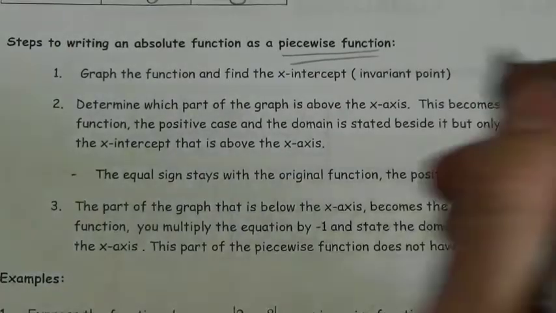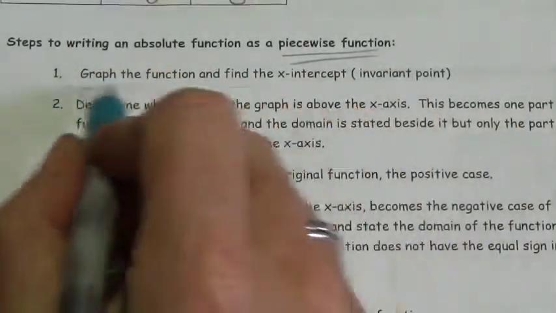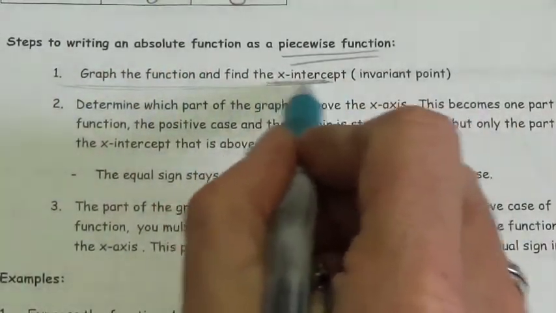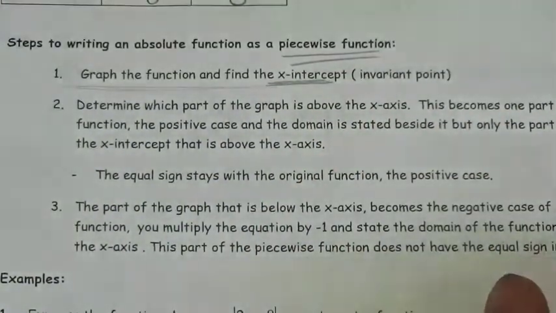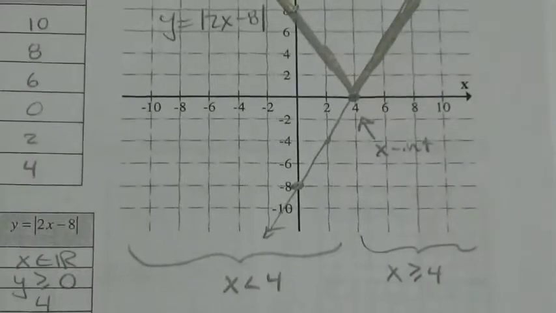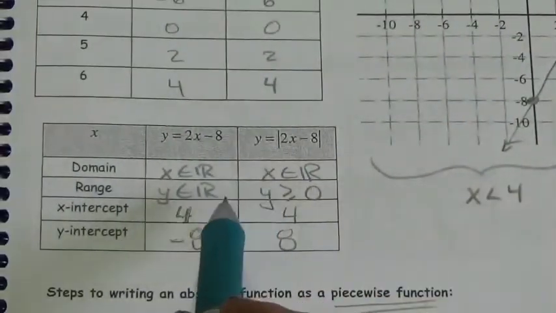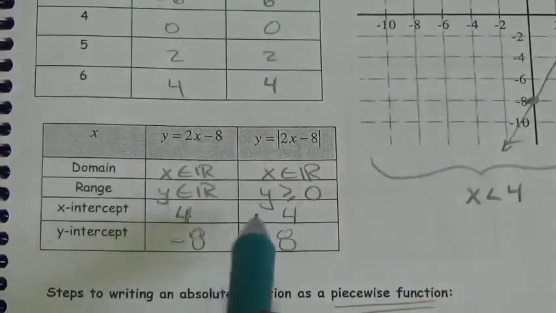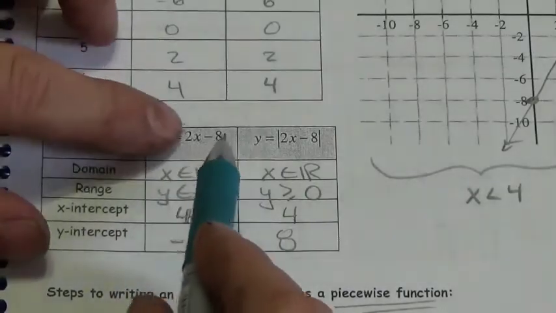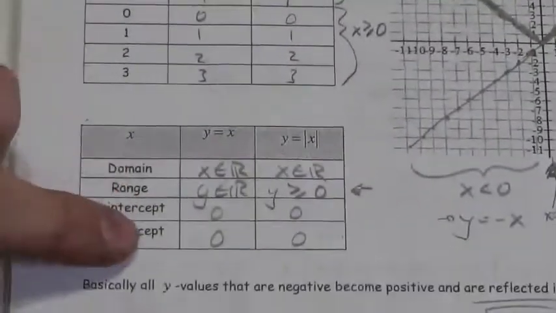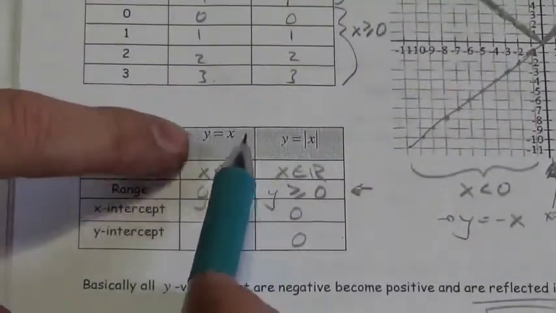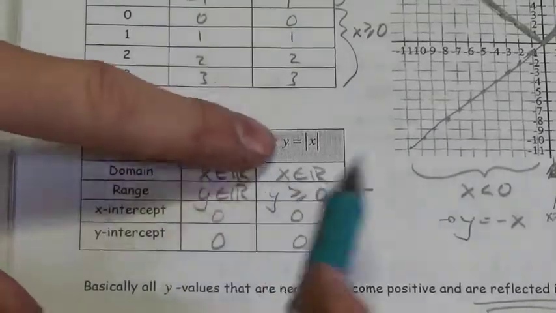Now this should be a very easy, very natural thing to do based on the work that we've just done leading into this. So first of all, what you might want to do here is graph the function and find the x-intercept. Now, that x-intercept is super important because it was the invariant point. The x-intercept is always going to be the same between the function with the absolute value or without. It was true over here as well. The x-intercept here was the same with the function that didn't have the absolute value and the one that did. That'll always be the case.